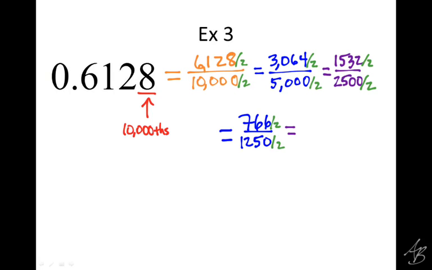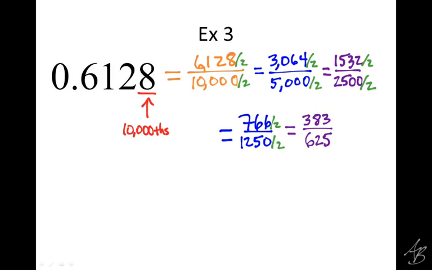766 divided by 2 is 383. Ooh, that's not divisible by 2, right? So I think we're probably going to be done. How about 1,250 divided by 2? 625. All right. Can I reduce by 2? No, they're both odd numbers now, right? So neither one of them can be divided by 2.